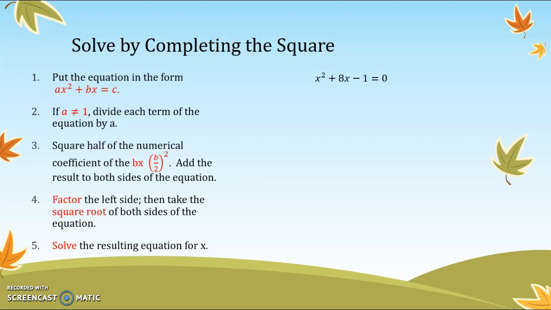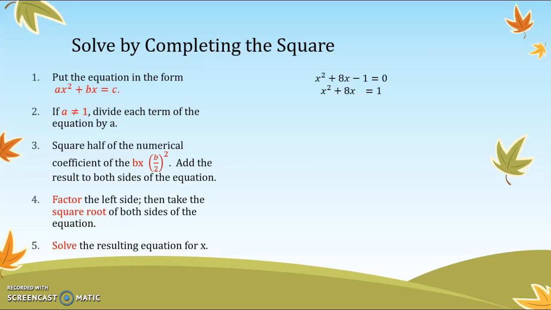Here's an example. x squared plus 8x minus 1 equals 0. I'll first start by getting the x's on the left and everything else on the right. So I'm going to add 1 to both sides, giving me x squared plus 8x equals positive 1. Then, because x squared is by itself, there is no number in front of x squared, we can skip step 2. We'll see an example of when there is a number in front of x squared here in a moment, so we'll know what to do with them.